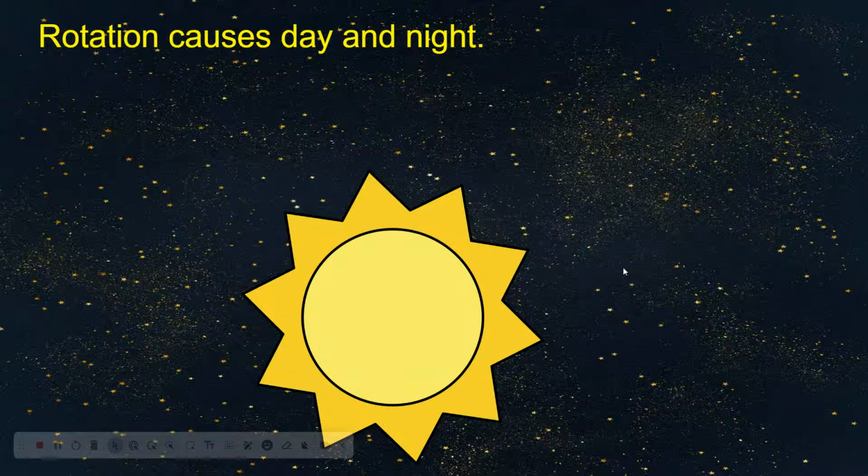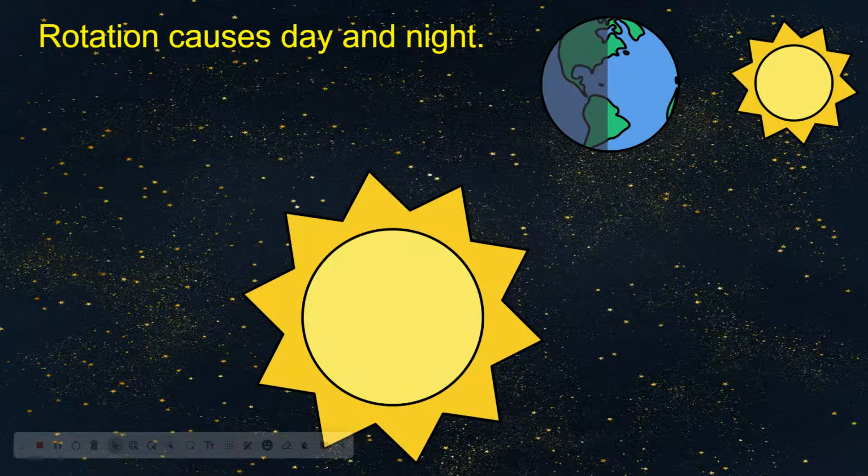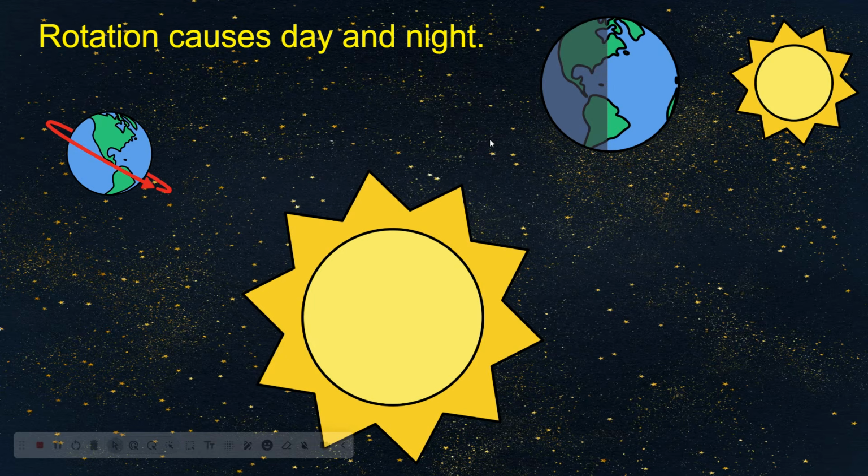So rotation causes day and night. We know this, right? This is not new. When the sun shines on the Earth, the half that it's shining on is day and the darker half is night. Hints on how you can show day and night, right? This whole video is hints on what you can show.